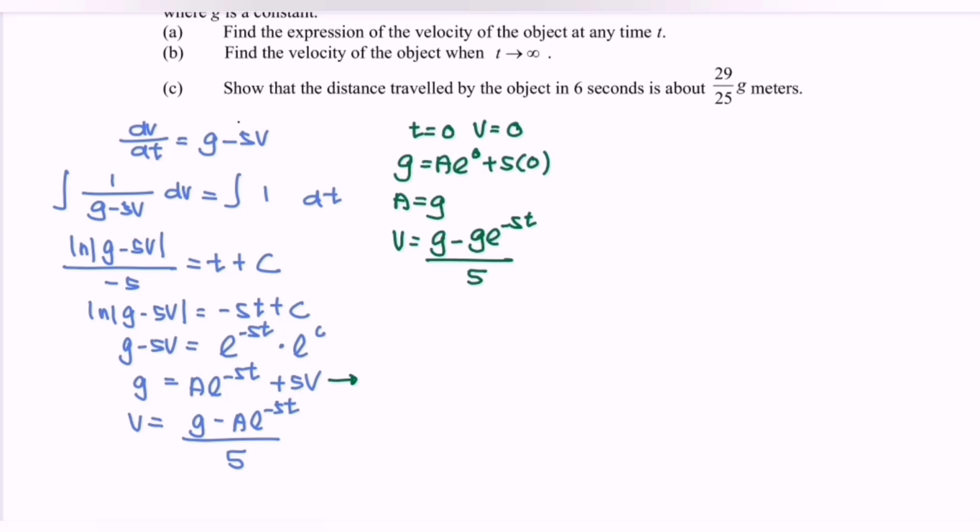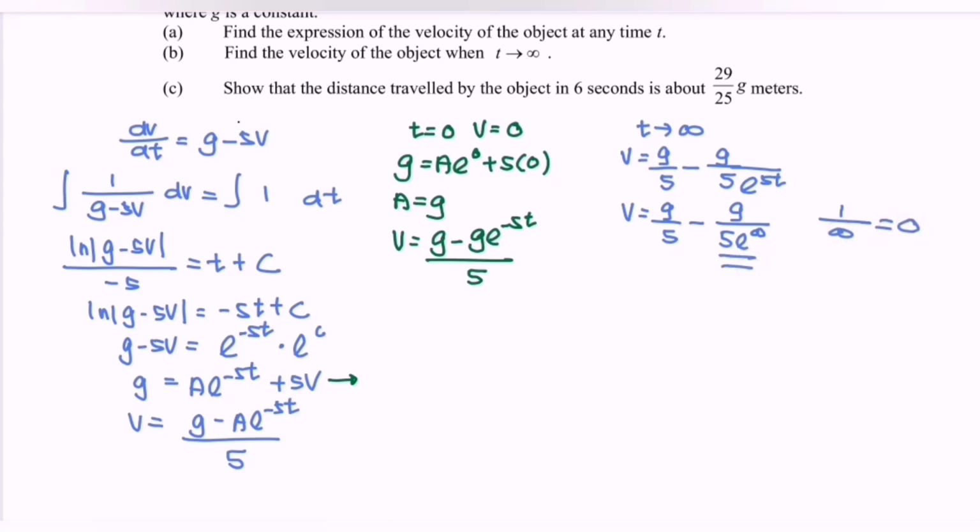Continue. Kindly refer to b. Find the velocity of the object when t approaches infinity. So t approaching infinity refers to the situation where we have v equals g over 5 minus g over 5 multiplied with exponent negative 5t. So actually, exponent 5t, if we substitute infinity, v equals g over 5 minus g over 5 exponent infinity. As we all know, 1 over infinity equals 0. So by referring to this case, it actually equals 0. So v equals g over 5 when t approaches infinity.